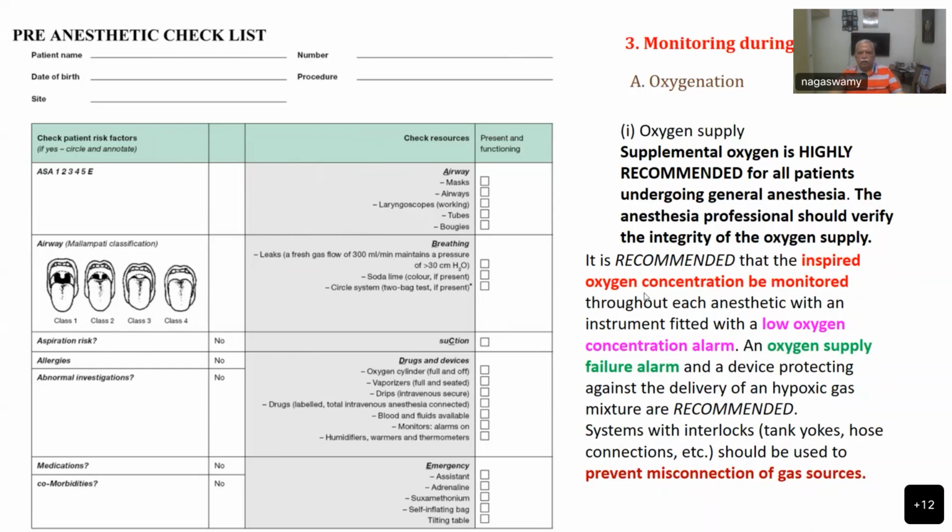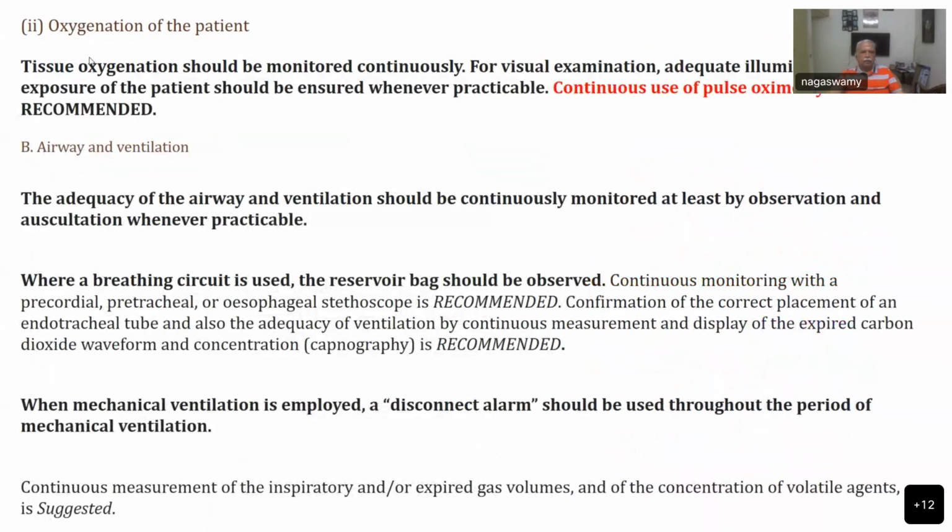and highly recommended is that oxygen should be available all the time during general anesthesia. And the next step recommended is that if you can measure the inspired oxygen concentration, that will be well and good. A low oxygen concentration alarm should also be available. The oxygen supply failure alarm also should be there in the machine. These are all recommendations. And systems with interlock to prevent misconnection of gases are also recommended. That is, this should be available. And for oxygenation of the patient, tissue oxygen should be monitored continuously by visual examination as well as adequate exposure. Continuous use of pulse oximetry is highly recommended.